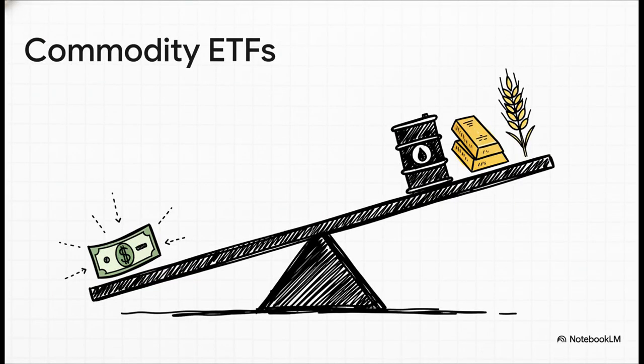All right, let's switch gears and talk about commodity ETFs. These funds track the prices of physical stuff, things like energy, metals, and agricultural goods. So why would you want one? Well, their biggest strategic benefit is that they can be a really effective hedge against inflation. Think about it. When the value of the US dollar goes down, the price of commodities often goes up.